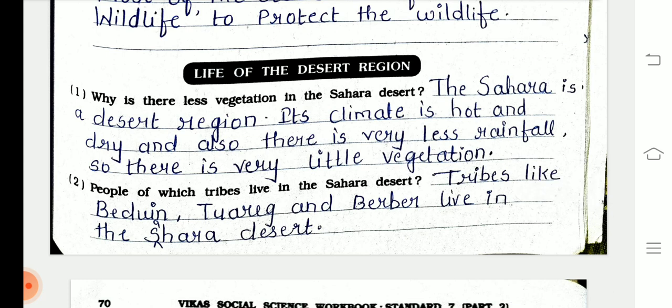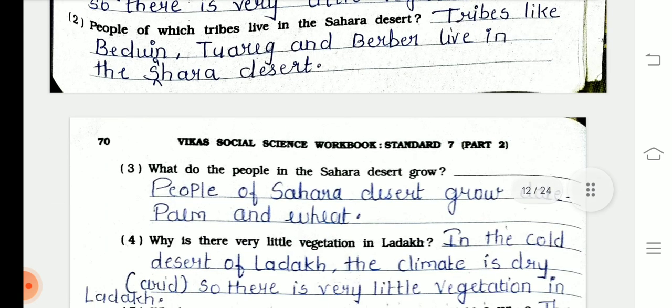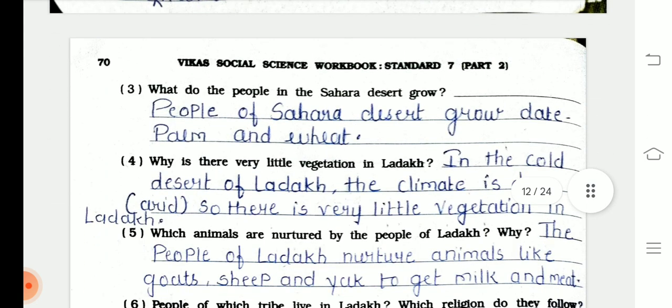Second, people of which tribes live in the Sahara Desert? Tribes like Medium, Tuareg, and Berber live in the Sahara Desert. Next one, what do the people in the Sahara Desert grow? People of the Sahara Desert grow dates, palms, and wheat.